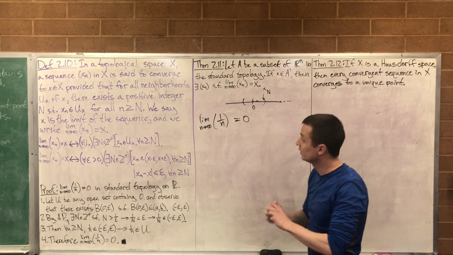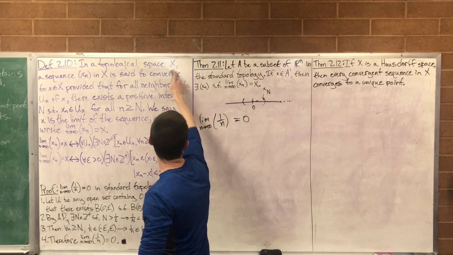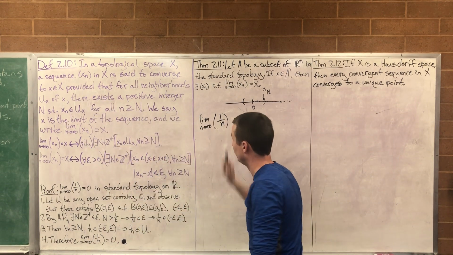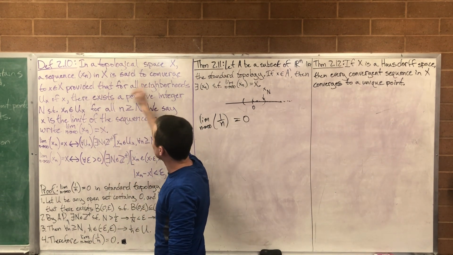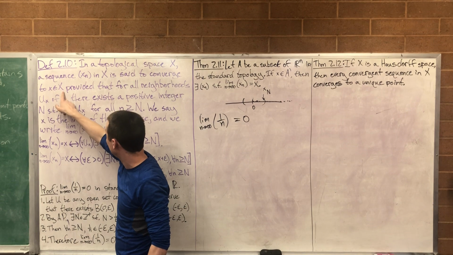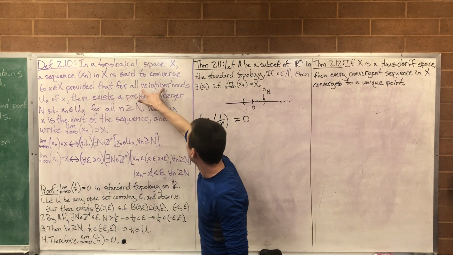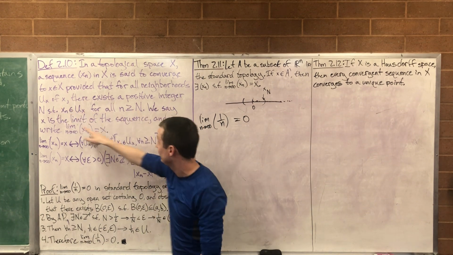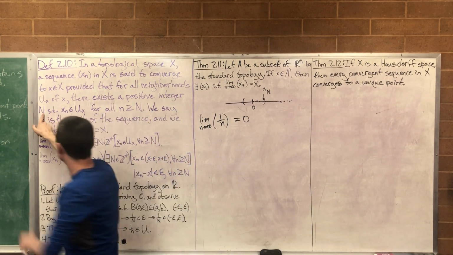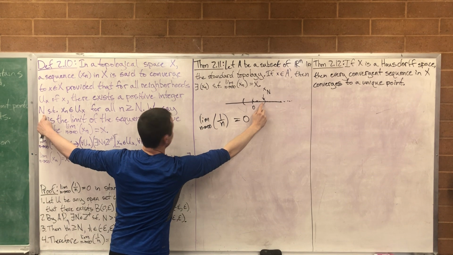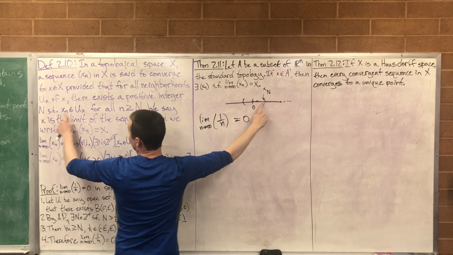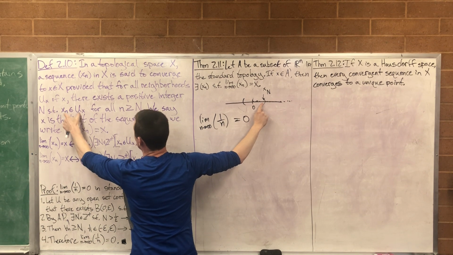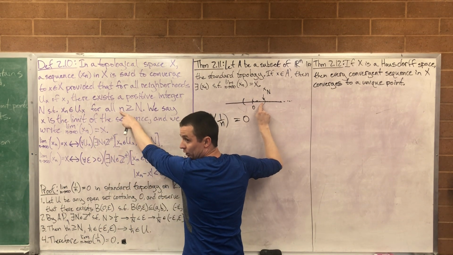That makes sense. So let's go back and read it one more time. In topological space X, obviously we're talking about R, a sequence xn, we're talking about 1 over n, is said to converge to 0 in R, provided that for any open interval around 0, there exists a positive integer big N, that's just the index in our sequence, such that every term in our sequence is inside that interval from big N onwards.